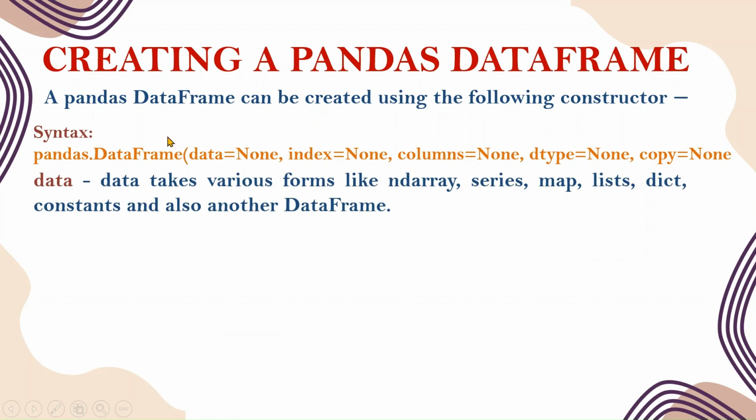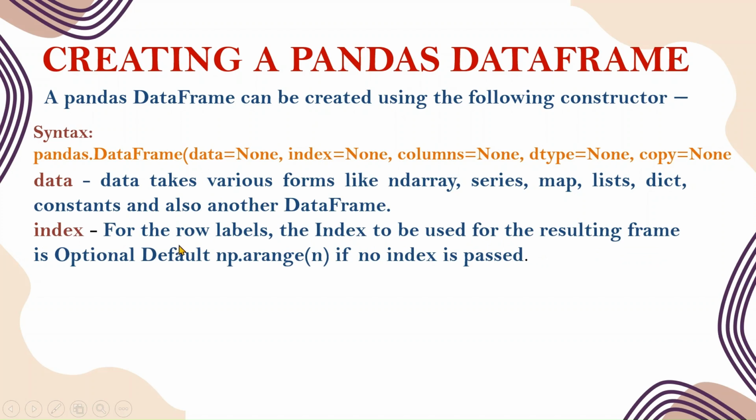Now, the first one, data, takes various forms. It could be an n-dimensional array, a series, a map, a list, a dictionary, constants, and also another data frame; you can give that reference here. So whatever data is there in these objects will be filled into the data frame. You need to clearly mention from which object you are trying to put the data into the data frame. So this particular attribute has been used.